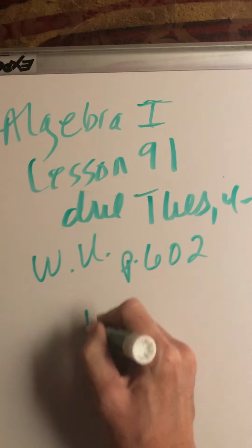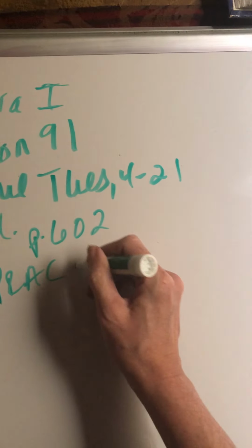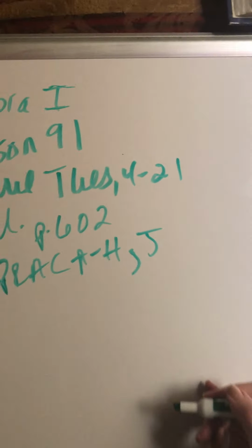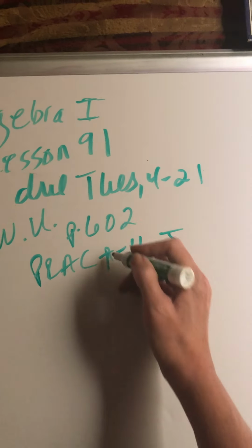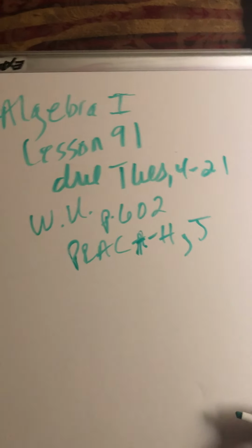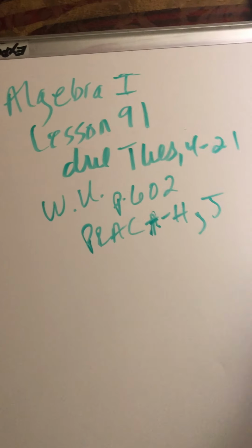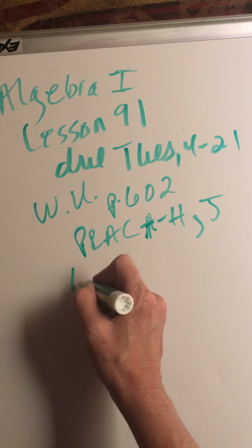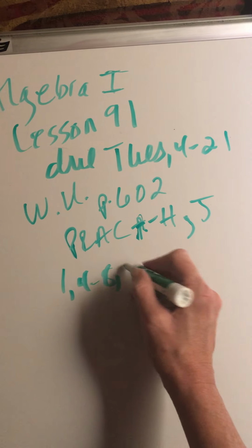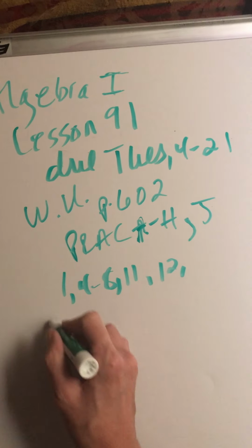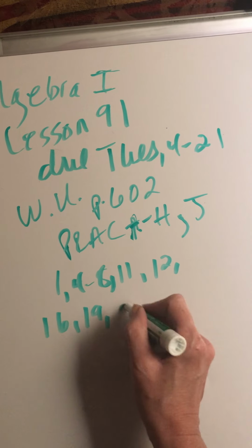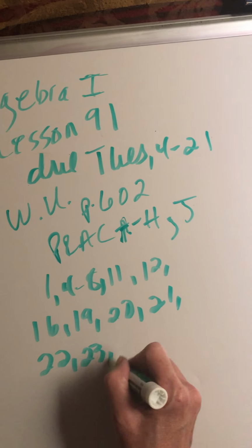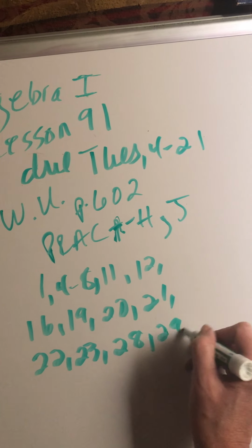Then you're going to do the practice A through H and J. Do not do I. I don't want you to do I. I is writing that absolute value inequality that I don't want you to do, okay? And I've just shown you how I want you to do J. Then you're going to do 1, 4 through 8, 11, 12, 16, 19, 20, 21, 22, 23, 28, 29, and 30.